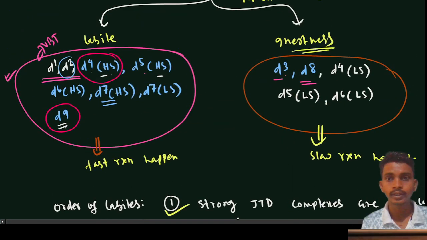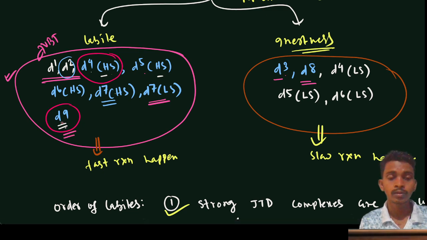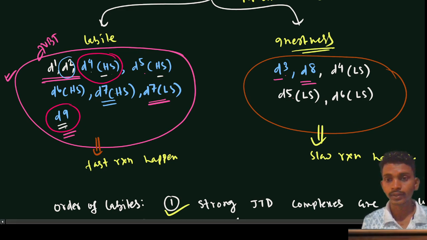Here you see that these are the low spins, and for D9 the high spin and low spin distinction is not applicable, so we will take both. In the case of D9 we take it for both, because the high spin low spin concept will not apply, as the electron configurations will be the same. Similarly, these are the inertness compounds.